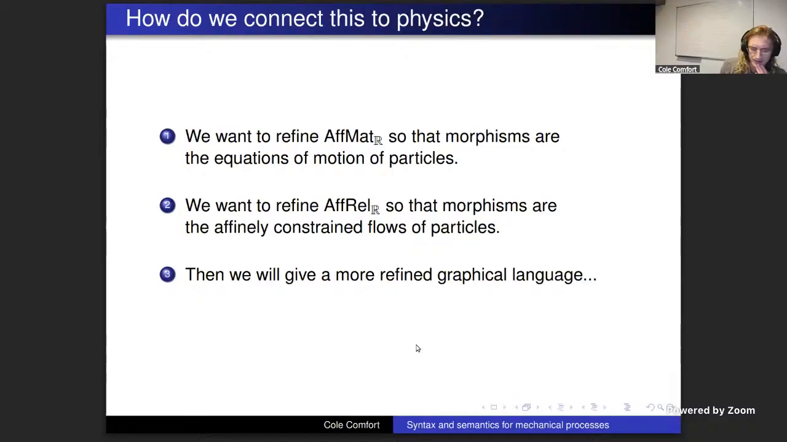And then the idea is, by doing this semantically about these categories of affine matrices and affine relations, I want to take the refinements and then create some graphical language and reflect the equations in the semantics in terms of string diagrams. So I can do the same thing of taking linear algebra and doing it in pictures, and try to do that with physics as well. Just take something in physics, turn it only into pictures and equations between string diagrams.